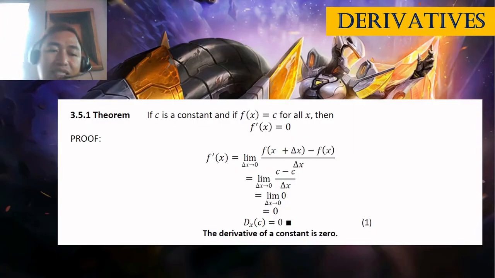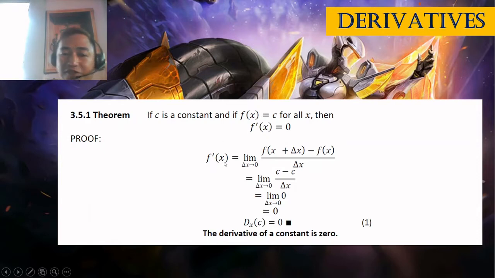Theorem: if c is a constant and f of x is equal to c for all x, then f prime of x is 0. Class, if f of x is constant, its derivative is 0. Let us prove this.